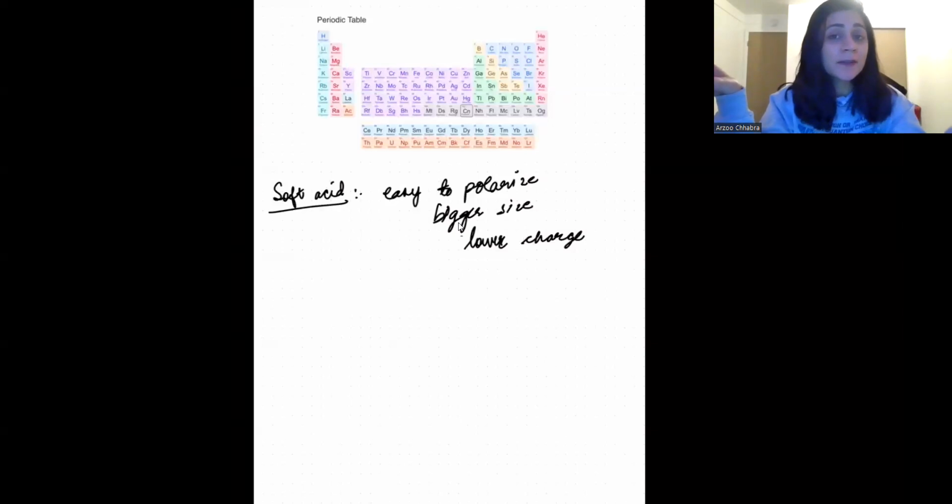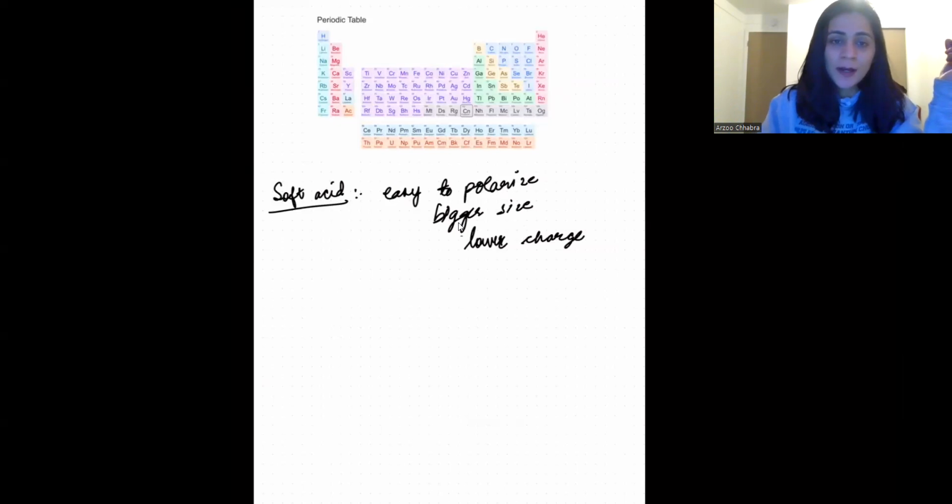And again, we can think of this as human beings, right? Bigger personalities. If you are a bigger human being, you want to consider other people's opinions. You would be considerate of other people, of what they're saying, and that would make you a softer human being. So you're not going to be that hard of a human being, right? So you would be a softer human being. So that's like a nice way to learn the definition of soft acid.